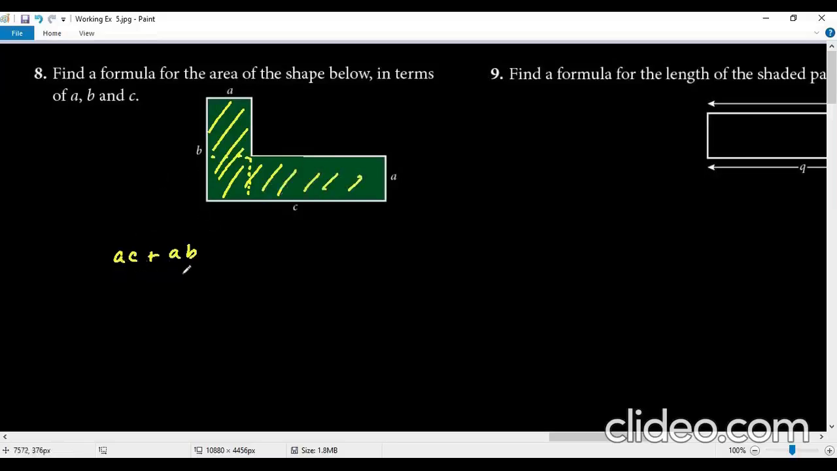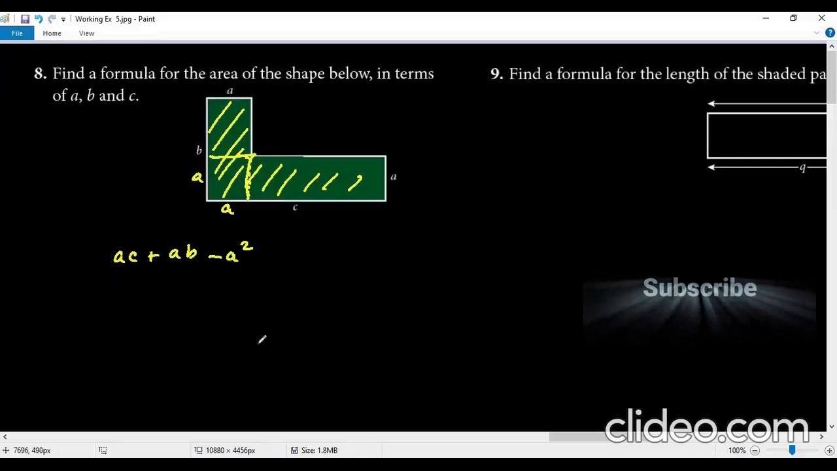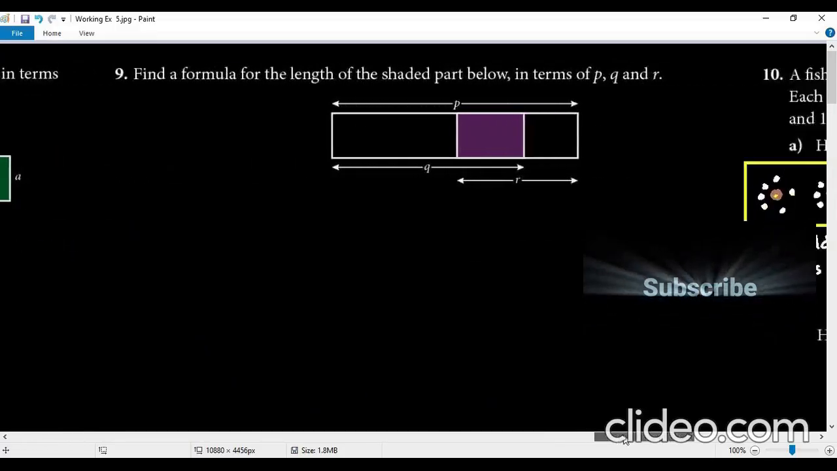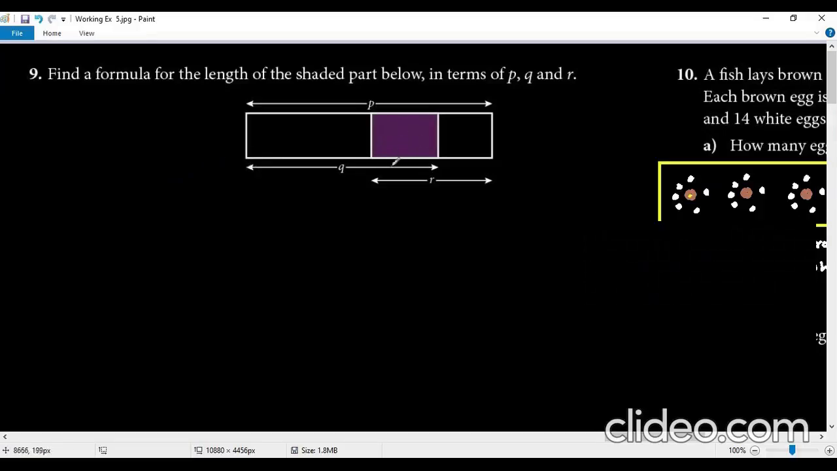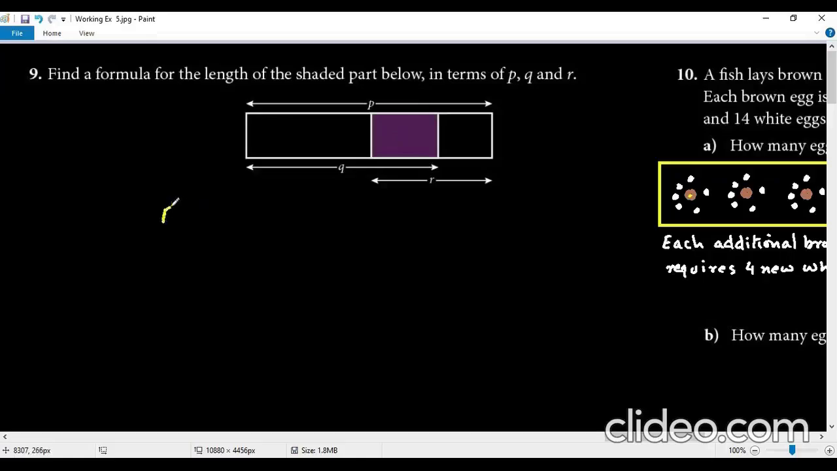Now you have to subtract this part, which is this one. So this is A and this is also A. So you have to subtract minus A square. So this is going to be giving you a formula to find the area of the shaded part. Now to understand question number 9, you need to find out this shaded area. So first of all, we know very well that P plus Q is going to give us the whole length, and from R it should be subtracted. P plus Q length should be subtracted from the whole of R. So this is going to give you a correct formula.